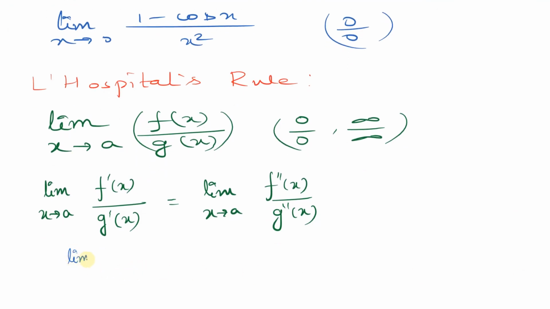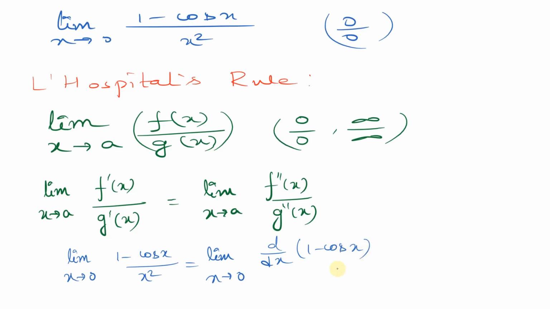It is limit x tends to 0, (1 minus cos x) upon x squared, right? Now we'll use L'Hopital's rule. Let's differentiate the numerator, 1 minus cos x, upon d upon dx of x squared. So this will be equal to limit x tends to 0, the first derivative: 0 minus, and the differentiation of cos x is negative sin x, so this will be positive sin x, upon 2x.